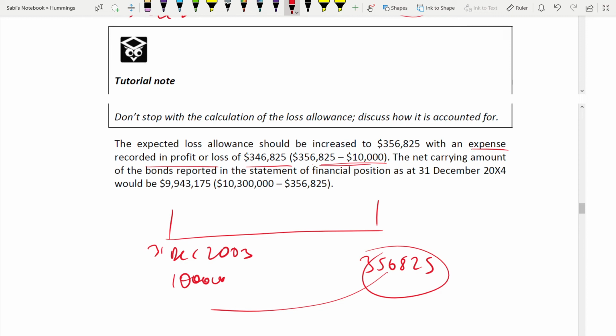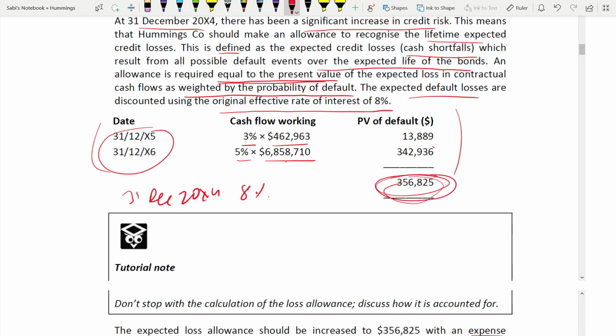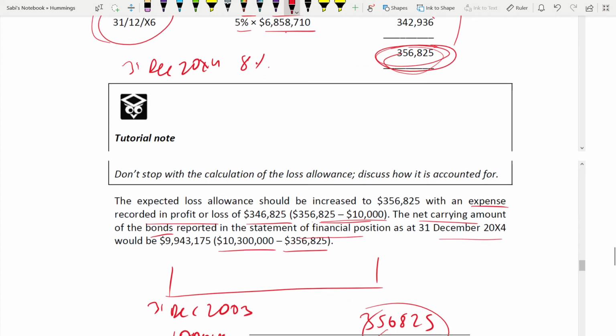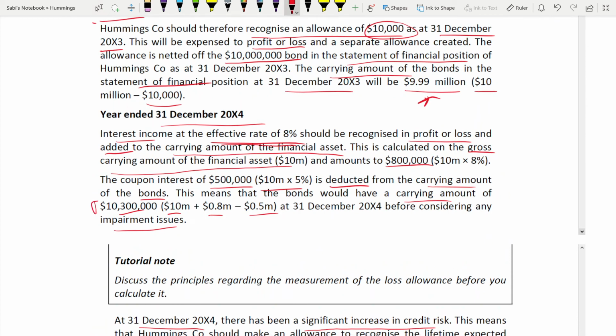But the net carrying amount of the bond in the statement of financial position will change for 31st December 2004. How much? Earlier the bond was 10 million, 10.3 million minus this. For that, you take this whole amount, 356,825, from 10.3 million, because 10.3 million was your carrying amount. You see this carrying amount of the bond. From there you deduct.